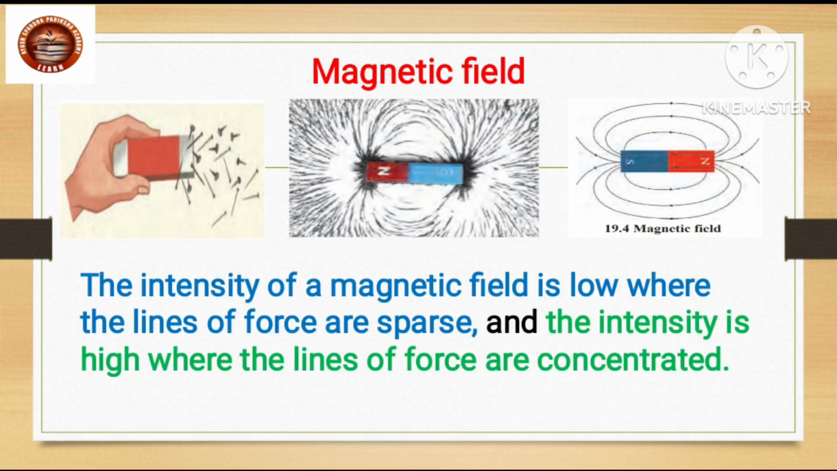Magnetic field. The intensity of a magnetic field is low where the lines of force are sparse, and the intensity is high where the lines of force are concentrated.